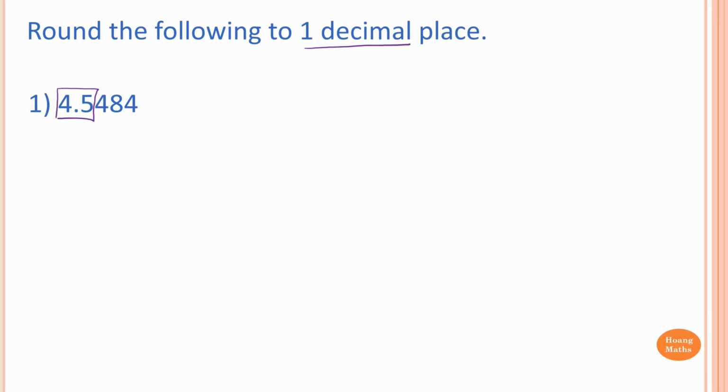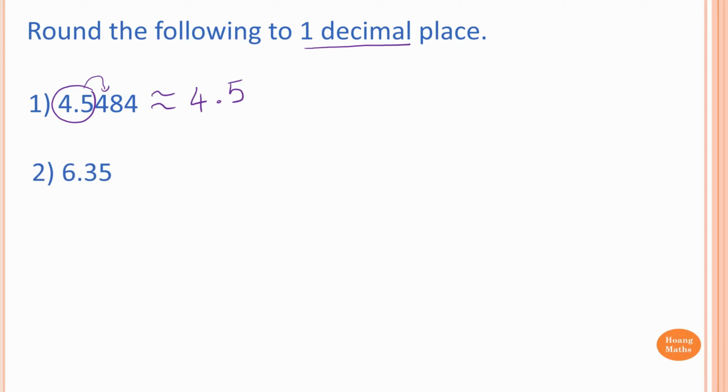Now before we write 4.5, we check the number after 5. That is 4. Any number from 5 onward, we need to add 1 to 5. In this case, it's less than 5. So therefore, we write 4.5. We write this symbol here, that means approximately 4.5.